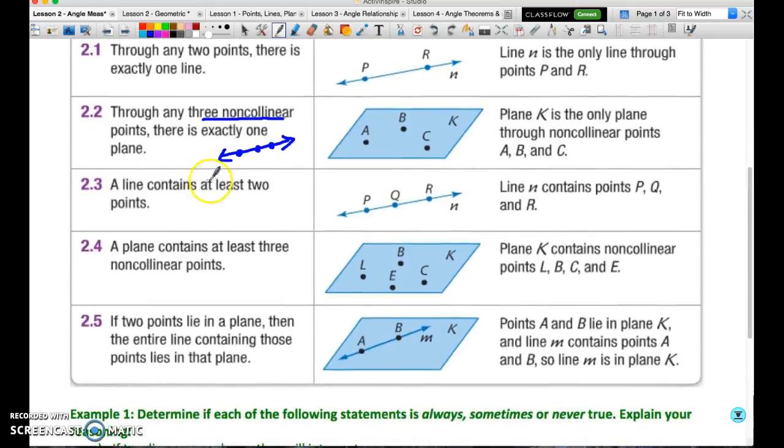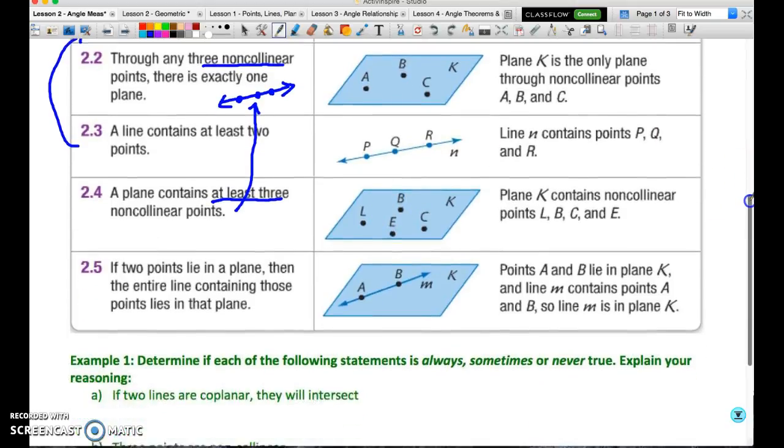Okay, a line contains at least 2 points. No need really to explain that. It's somewhat self-explanatory and covered by postulate 2.1. Similarly, a plane contains at least 3 non-collinear points, as I explained above. The points must be non-collinear, otherwise we do not have enough information to create the plane. The important thing to understand, though, is when it says at least 3, there could be more than 3. In fact, of course, a plane contains an infinite number of lines and therefore contains an infinite number of points.